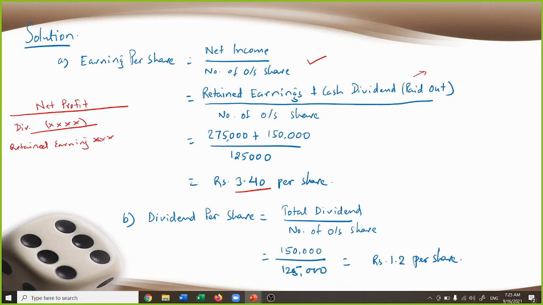In this question, we haven't been given the figure of net income separately, so we can use this retained earning and cash dividend to find out net income. This is a rational expectation if the company is very new, or if the company doesn't have any retained earning history. It should be clear to you right now.